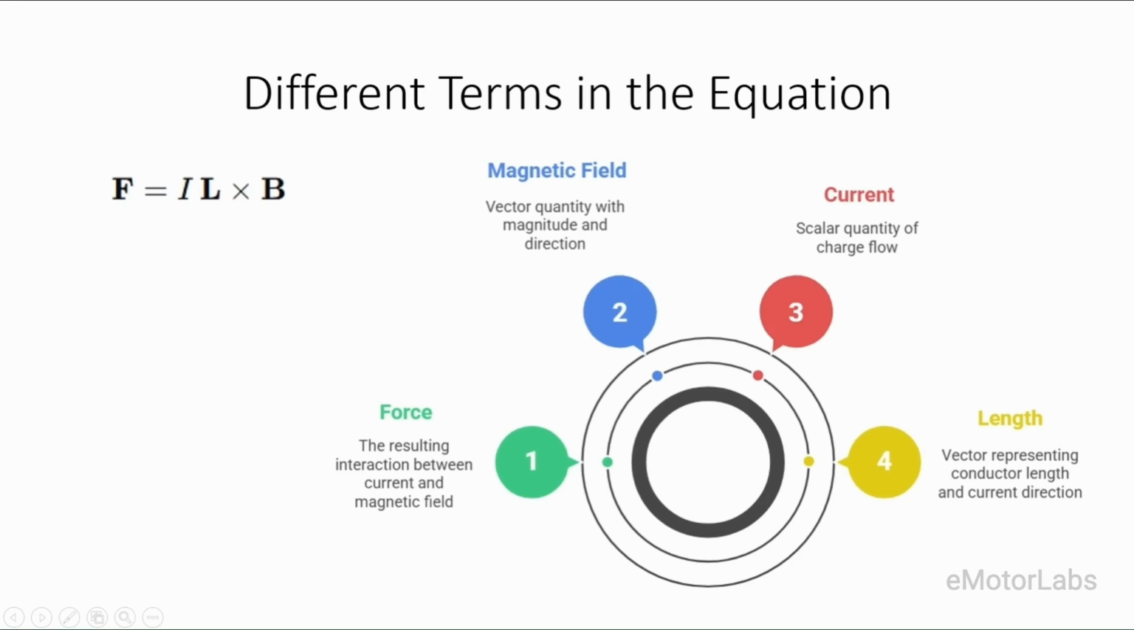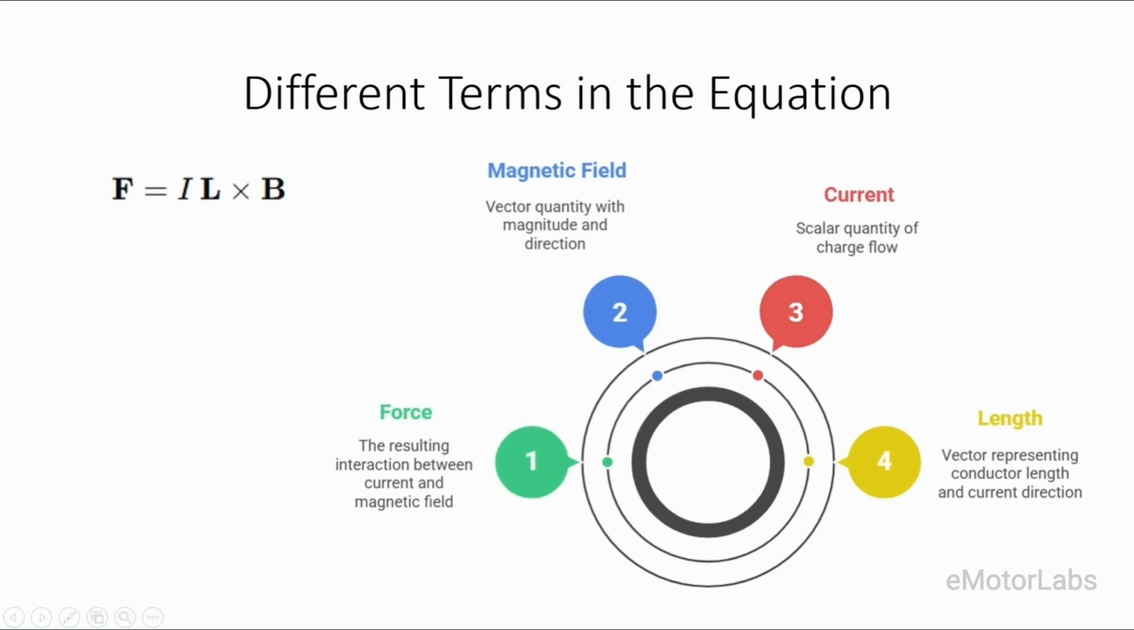L represents the length of the conductor, but here is something interesting. Normally length is a scalar, but in this equation, L is treated as a vector, and the question arises: why is it considered a vector? The answer is because we also need to know the direction of current flow in the conductor. So the vector L points along the direction of current, with its magnitude equal to the length of the conductor inside the magnetic field.